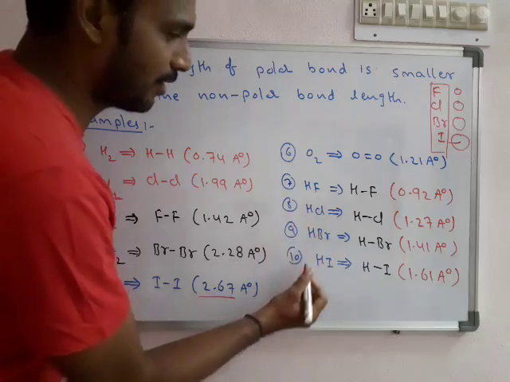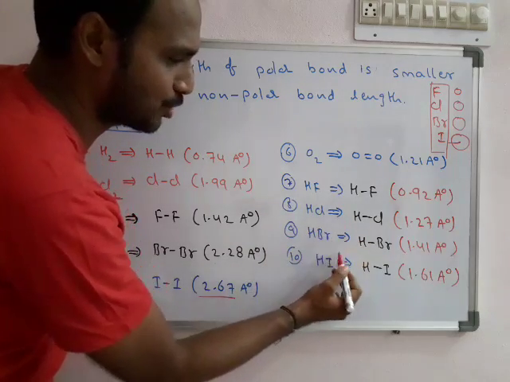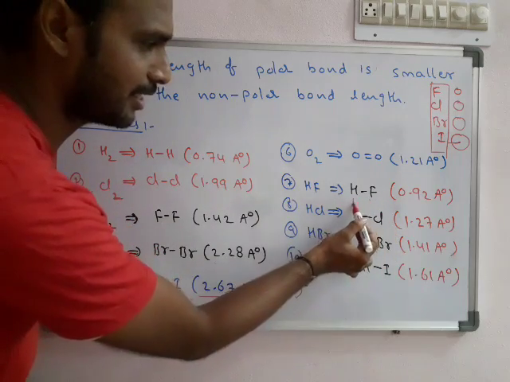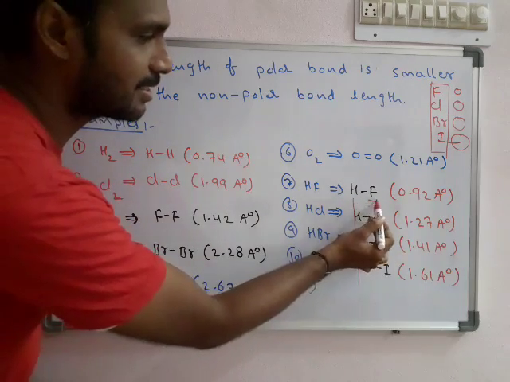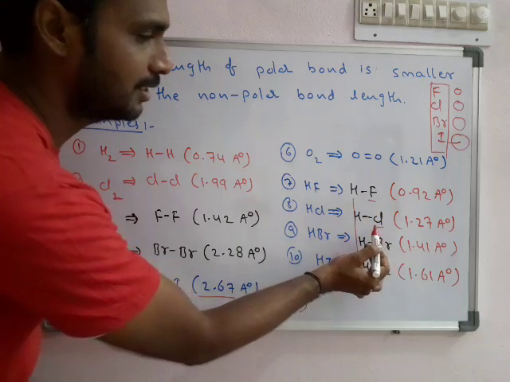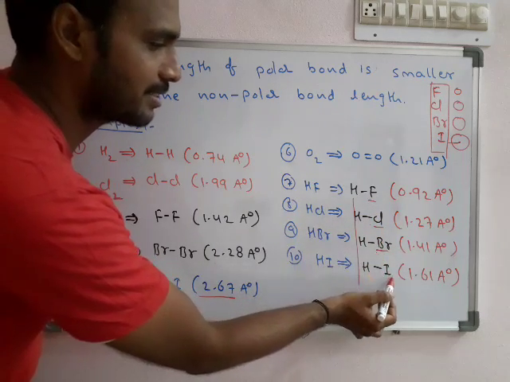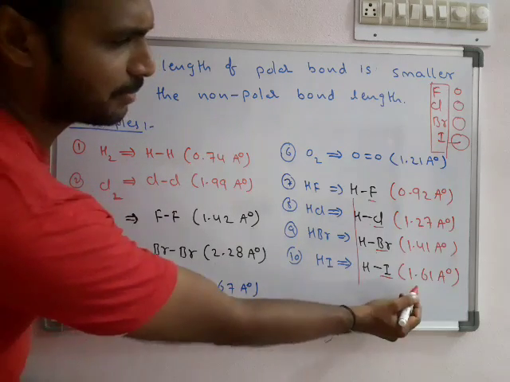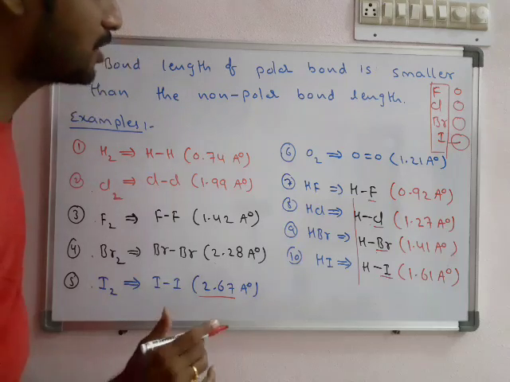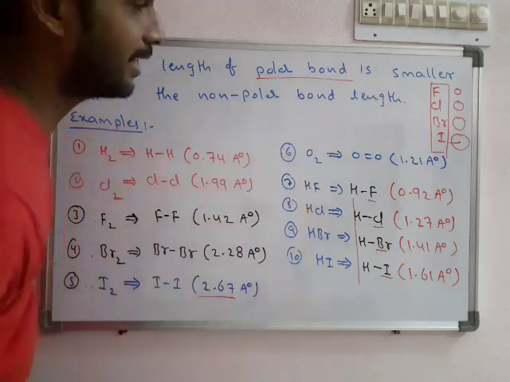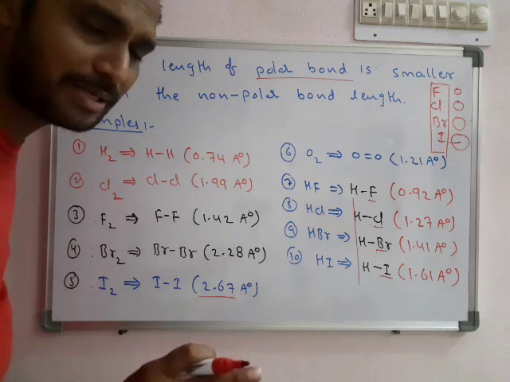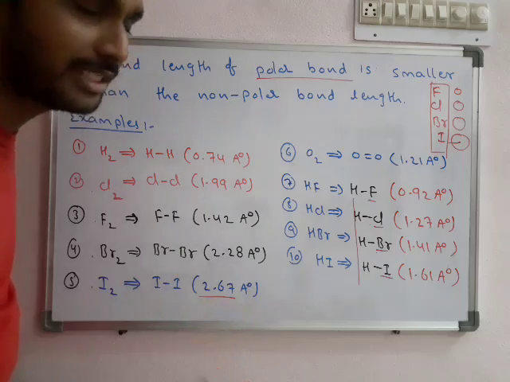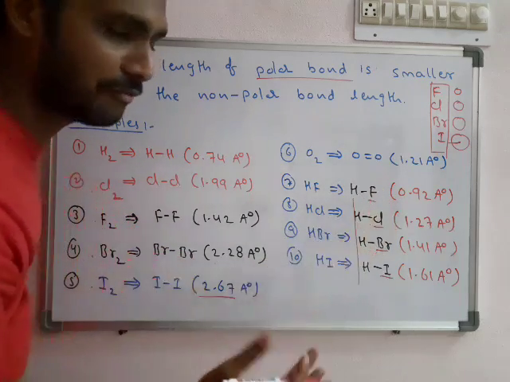Here we can also observe one more thing: HF, HCl, HBr, HI. We already know that fluorine size is smaller. H size is common. Fluorine is smaller than chlorine, chlorine smaller than bromine, bromine smaller than iodine. As size increases, bond length increases. That is one property. Here we can say as the polarity increases, bond length decreases. Polarity means the difference in electronegativity.